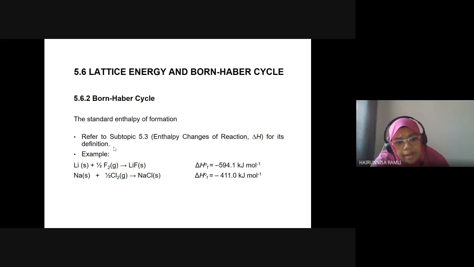If you look at this, we go one by one. We have standard enthalpy of formation. I hope you still remember; you have to refer to subtopic 5.3. Enthalpy of formation is when one mole of a substance is formed from its standard elements in standard conditions. So lithium is a solid element, and fluorine is a gas molecule. These are the elements. You balance it, making sure lithium fluoride is 1 mole. So this is the standard enthalpy of formation.